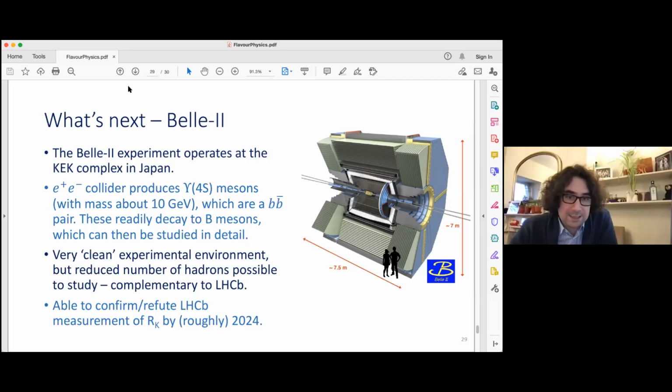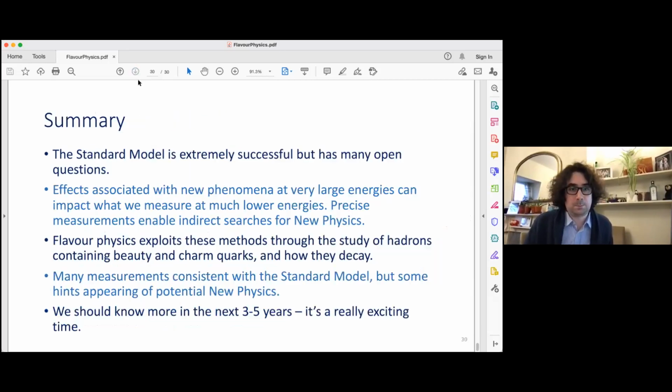Now, this is a very clean experimental environment. They do offer a reduced number of hadrons possible for study. And so it's a very nice complementary experiment to the LHCb experiment. And they should be able to confirm or refute LHCb measurements, for example, of this lepton universality ratio I was talking about, by the middle of this coming decade. And that's really useful because you always want to have any extraordinary claim verified by additional experiments. You don't want to ever rely on one experiment.